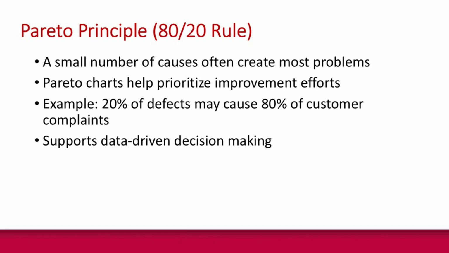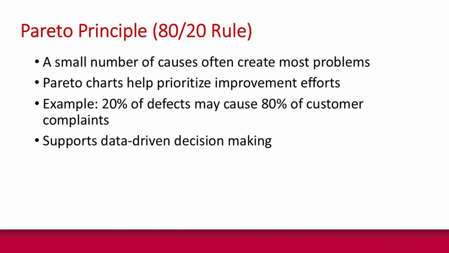In many situations, roughly 20% of the causes may create about 80% of the defects, delays, complaints, or failures. Because of this, organizations want to identify the few critical issues that are creating the biggest impact instead of spreading resources equally across every problem. One of the main tools used for this purpose is the Pareto chart. A Pareto chart helps teams rank problems from the most frequent or most costly to the least significant. This allows improvement efforts to focus on the areas that will produce the greatest overall benefit.